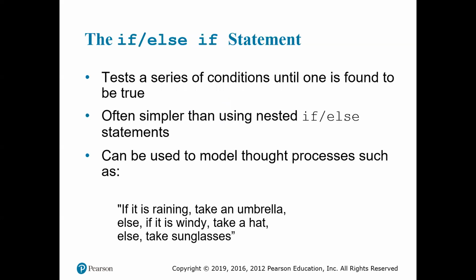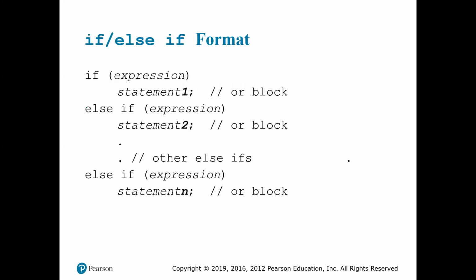All right. So sometimes we have more than one thing we want to do. So for example, if it's raining outside, take an umbrella. Else, if it's windy, take a hat. Else, take sunglasses. So you have more than one option before you get to the default option. And so we call this else if. So what happens is you start with an if. Your conditionals always start with an if, and then you do an else if you have something else, another option that you want to add.